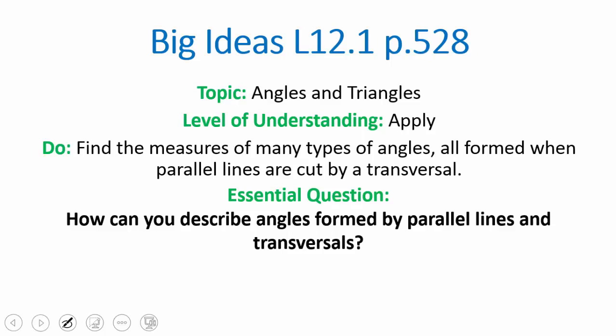Unit 12 is a continuation of Unit 7 because we continue to talk about angles and triangles, and we're going to talk about polygons. So page 528, 529, and 530 this time. 3 pages, all talking about what we're going to do today. Finding the measures of many types of angles, all formed when parallel lines are cut by a transversal. Our essential question: how can you describe angles formed by parallel lines and transversals?